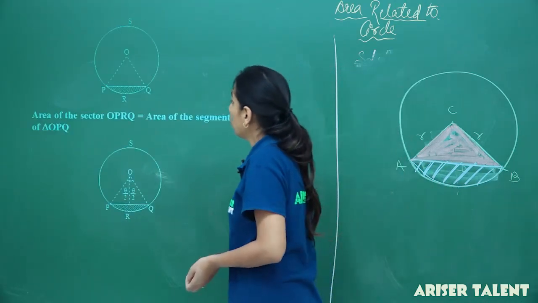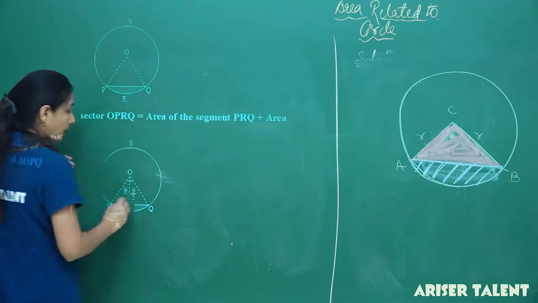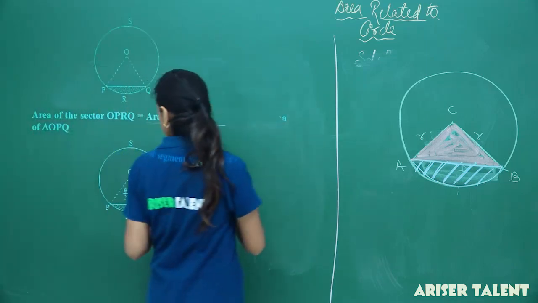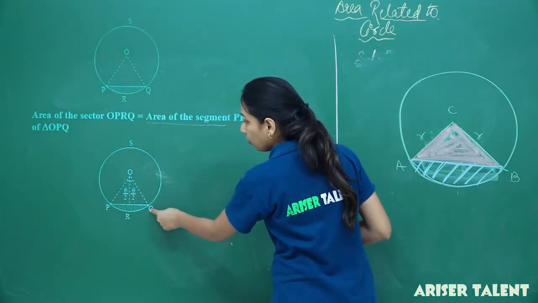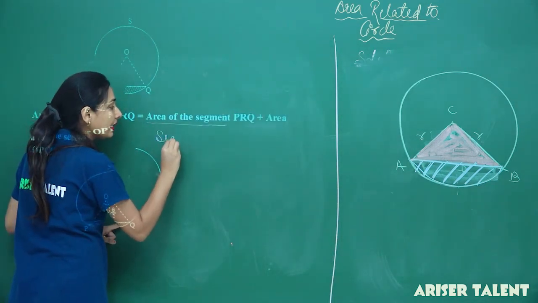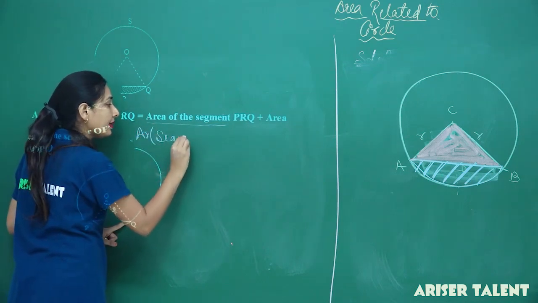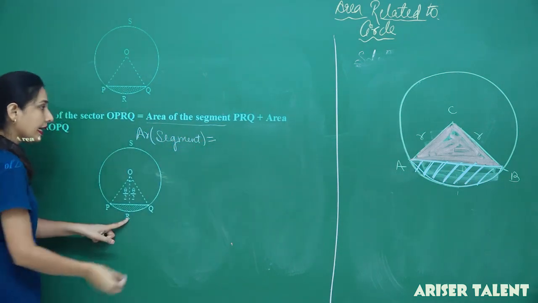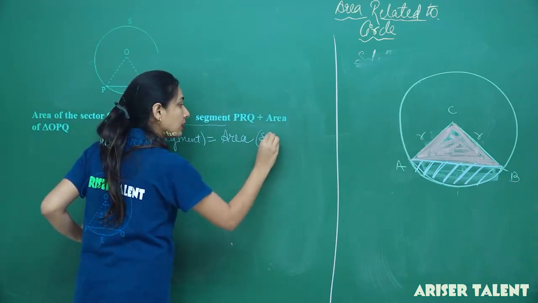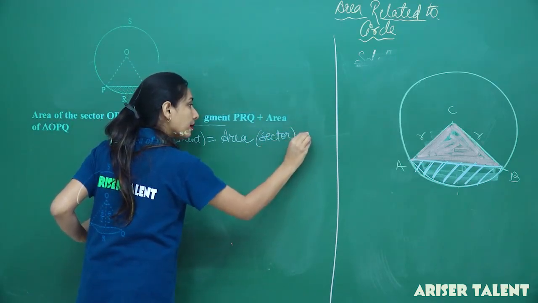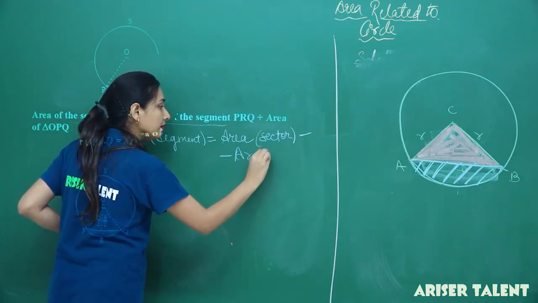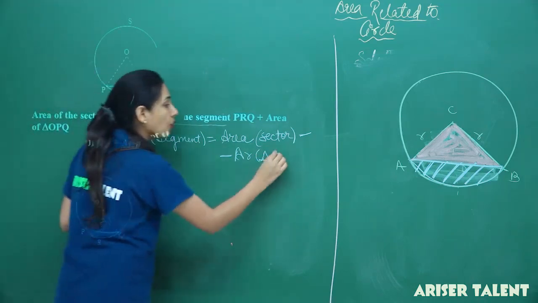You will find the area of segment PQR. Now PQR here is what? This is your segment. So segment area will be equal to what? Area of the sector, the complete sector, minus the area of the triangle, which triangle? OPQ.